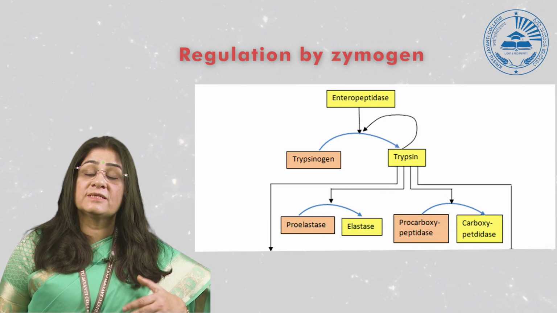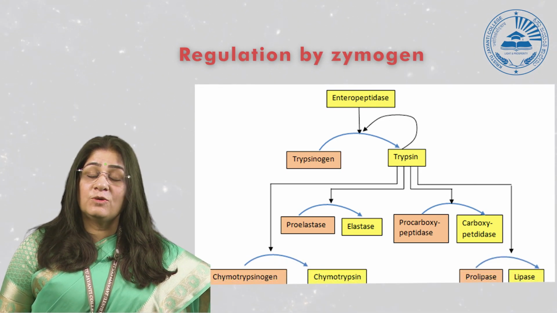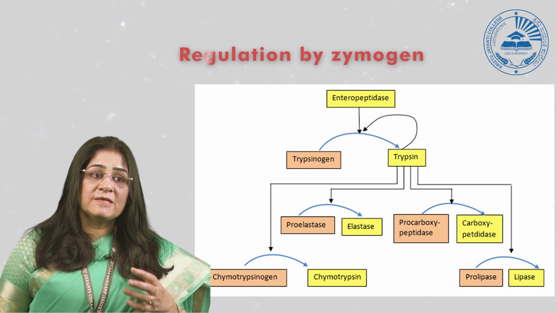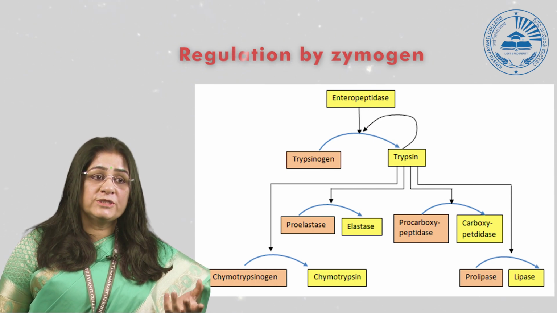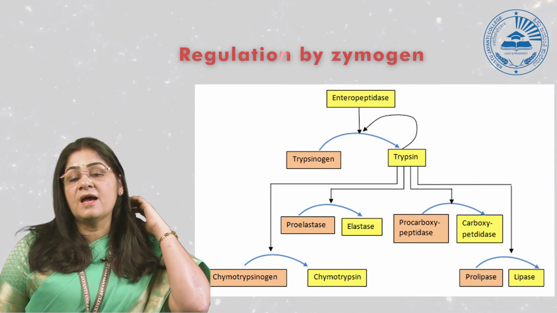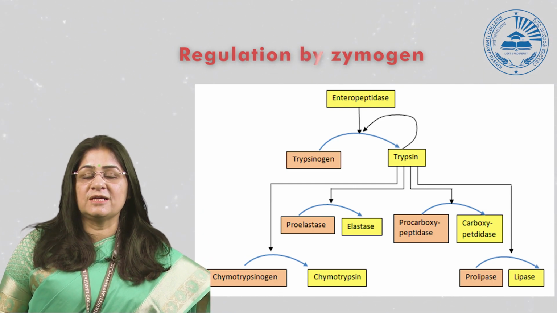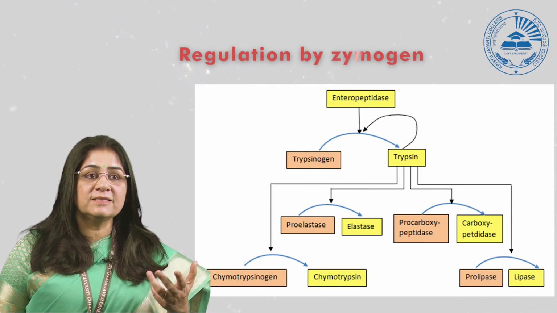Chymotrypsin is required to break down the protein you eat in your food. Lipase is required to break down the lipid or fat you eat in your food. The same trypsin can activate proelastase to elastase, or procarboxypeptidase to carboxypeptidase. So, the different digestive enzymes are activated when a particular enzyme like trypsinogen is converted to trypsin. This is an example of regulation of enzymes by zymogens.